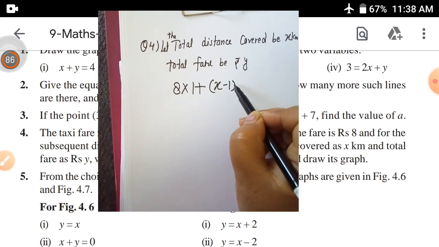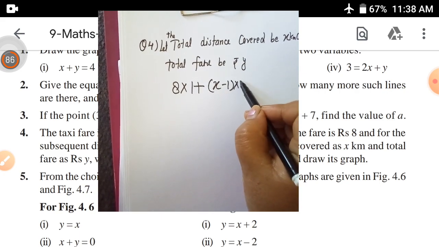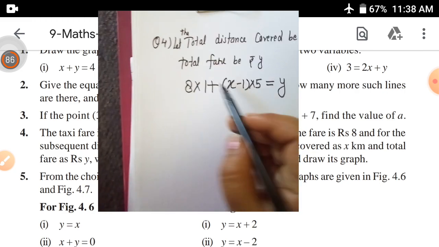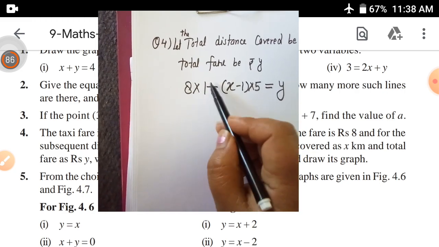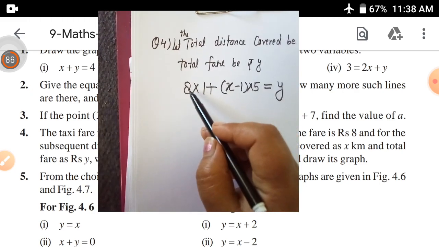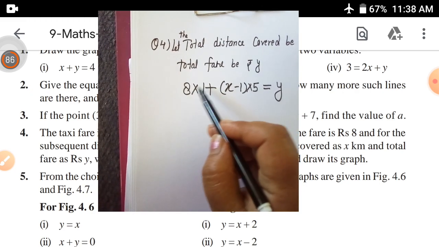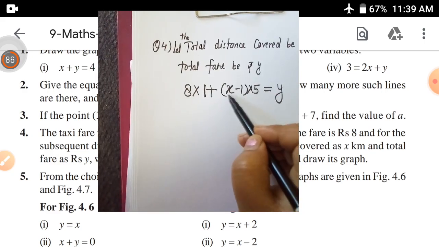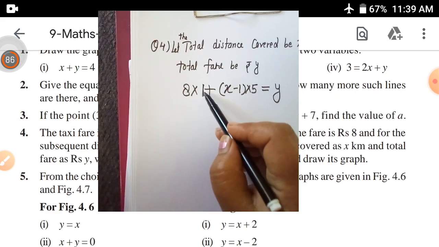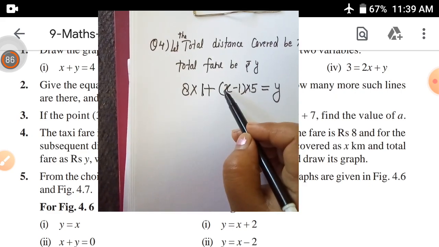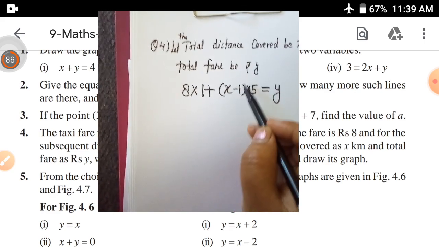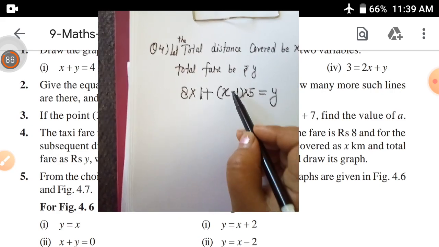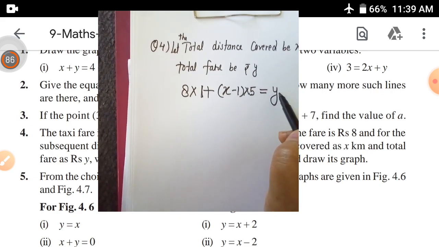X minus 1, and the rupees paid for each next kilometer is 5, and the total fare is y. Again I am explaining this. The question is saying that if you are sitting in the taxi, for the first kilometer you have to pay 8 rupees. And now how many kilometers more are there? 1 kilometer we have already moved. How many more kilometers are there? X minus 1 kilometers. Now for the first kilometer we have to give 8 rupees, and for the next remaining kilometers we have to pay 5 rupees per kilometer. So we have to add these two fares and the total fare is y. It is given in the question.